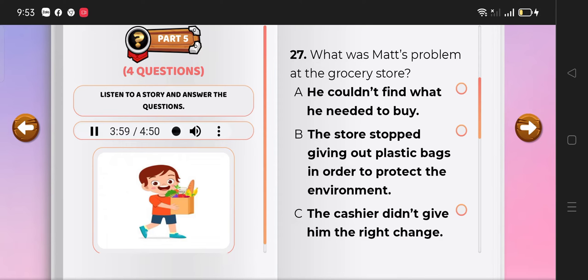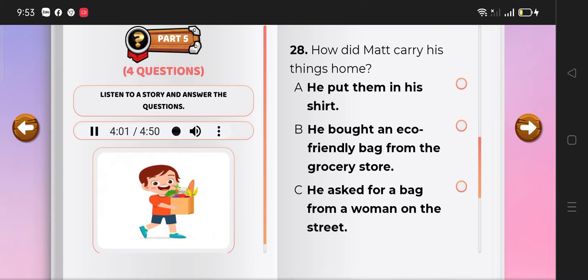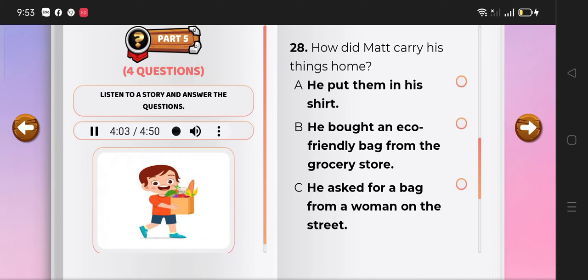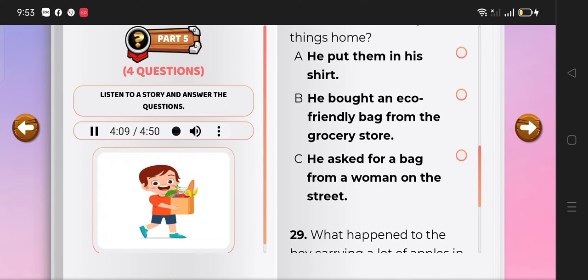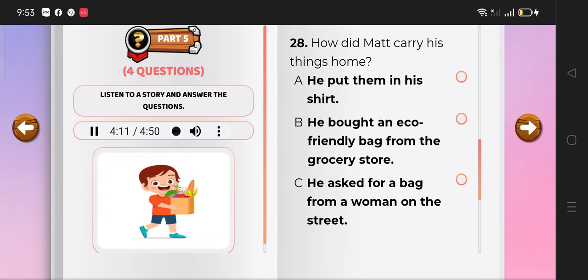Number 28. How did Matt carry his things home? A. He put them in his shirt. B. He bought an eco-friendly bag from the grocery store. C. He asked for a bag from a woman on the street.